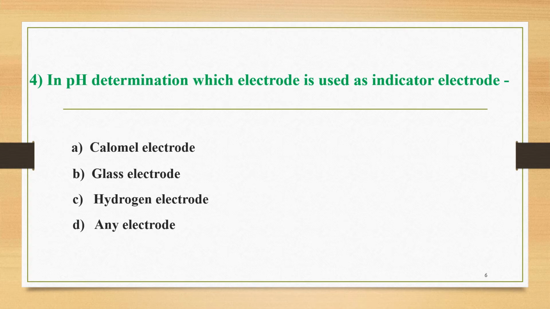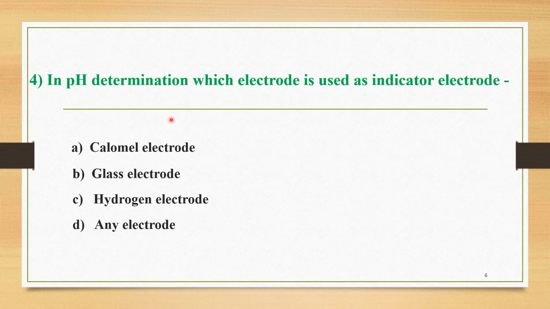The next question number 4 is: in pH determination, which electrode is used as an indicator electrode? And the four options are: A is a calomel electrode, B is a glass electrode, C is a hydrogen electrode, and D is any electrode. We know that in order to measure the pH of a particular solution by using the pH meter, we have to use an electrode assembly, and in that electrode assembly two types of electrodes are used. One is an indicator electrode and the second is a reference electrode.